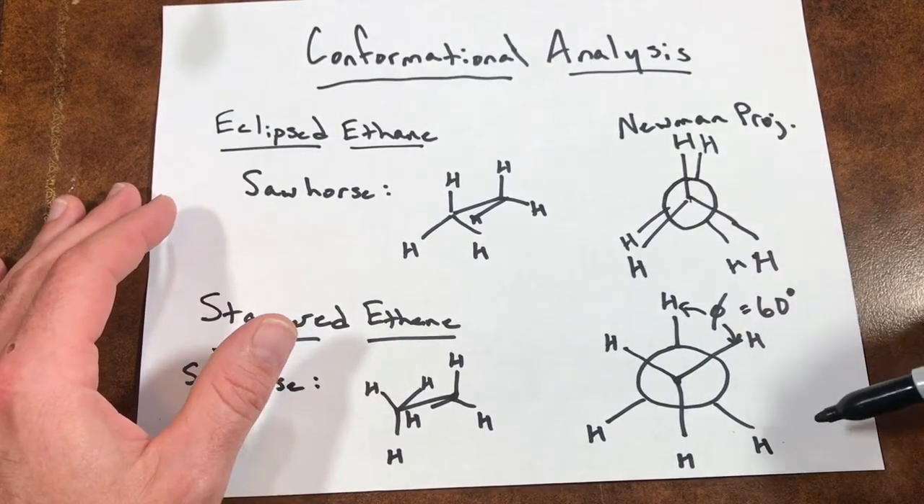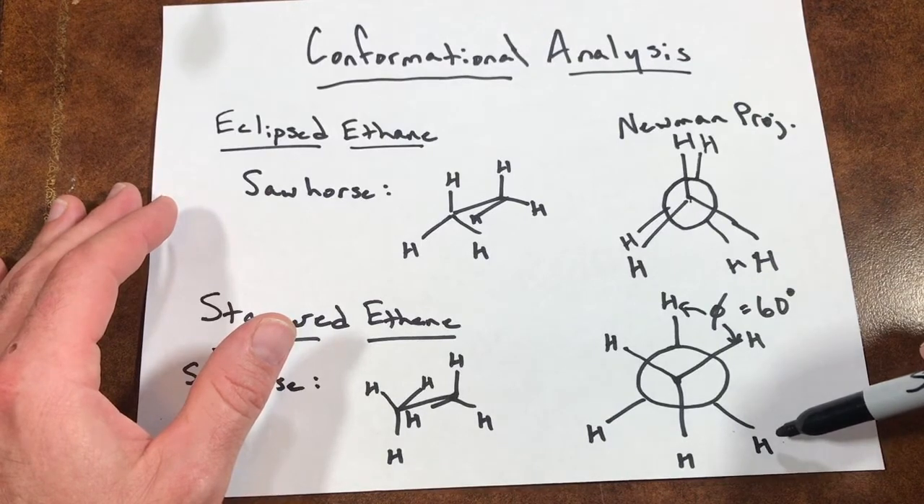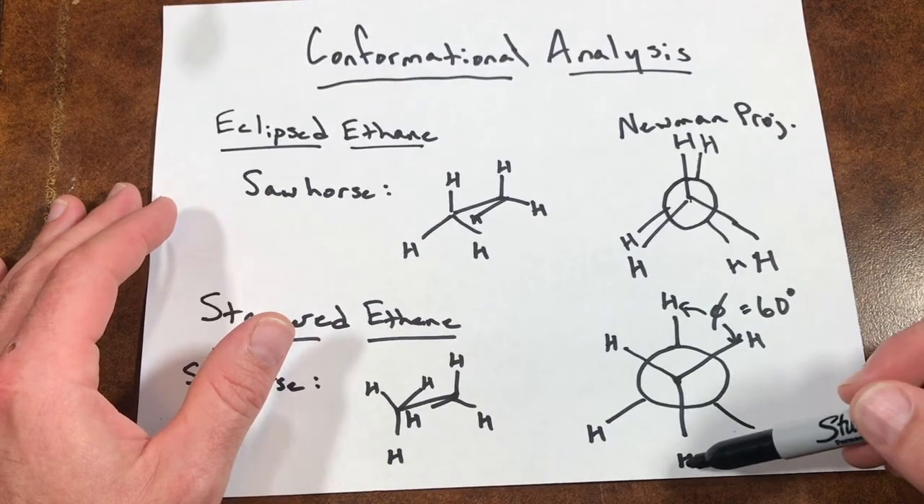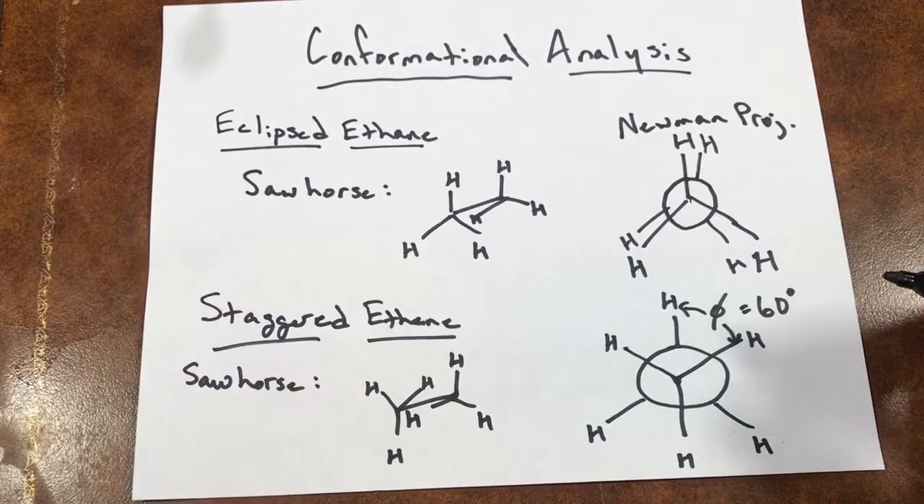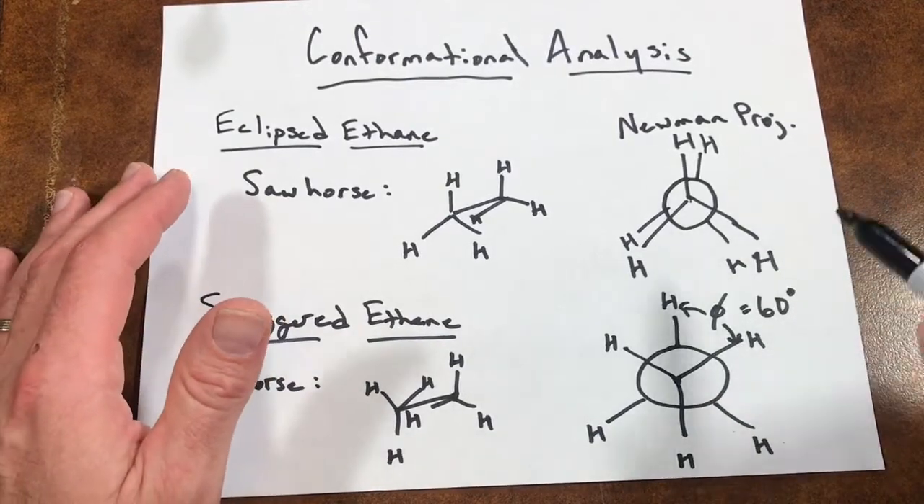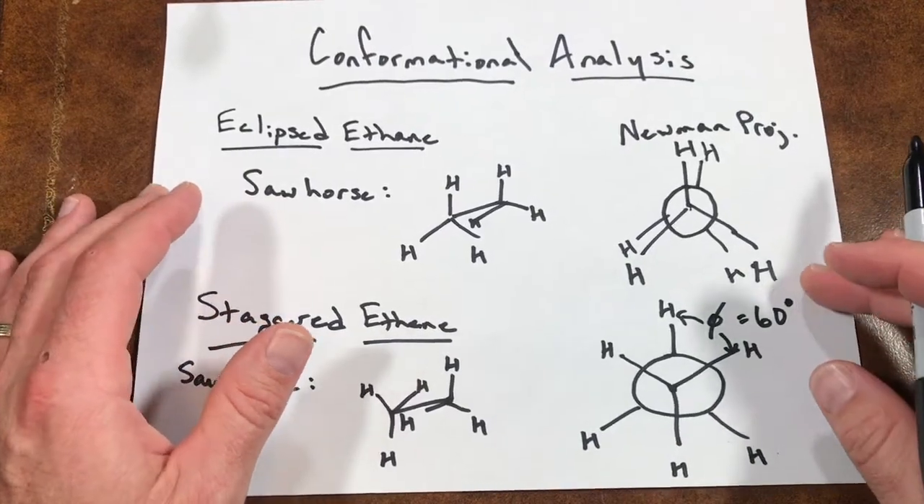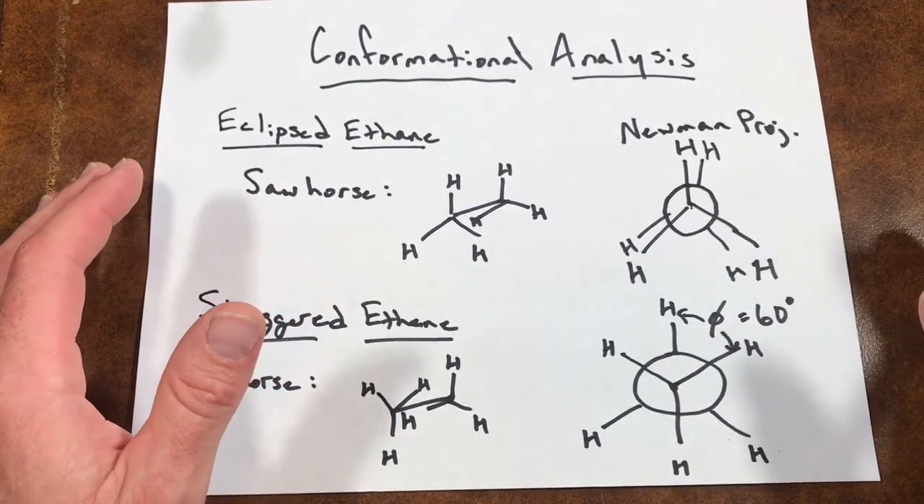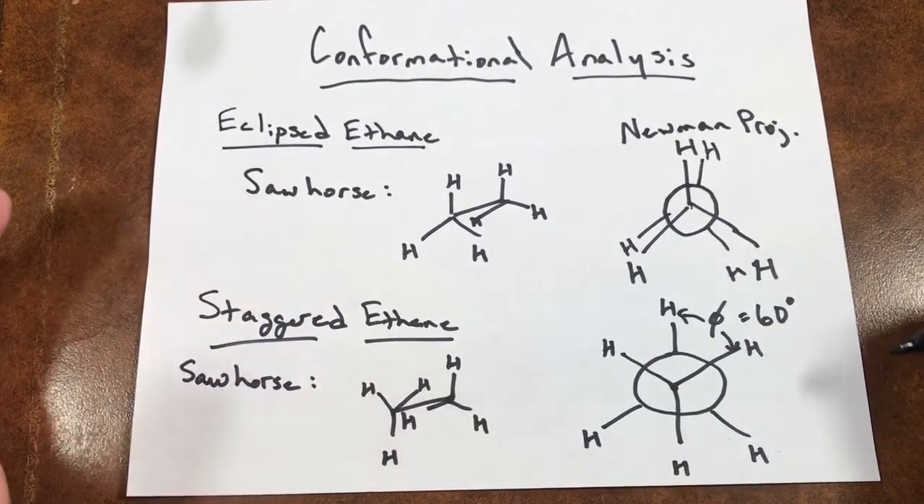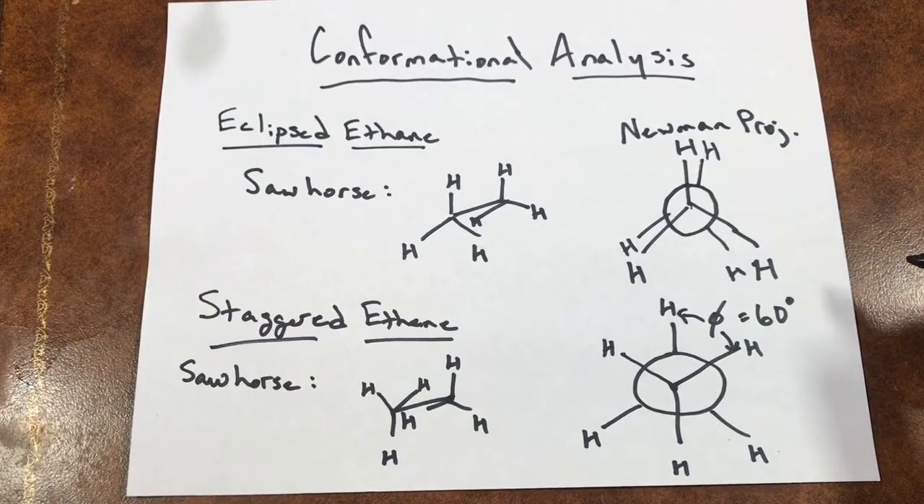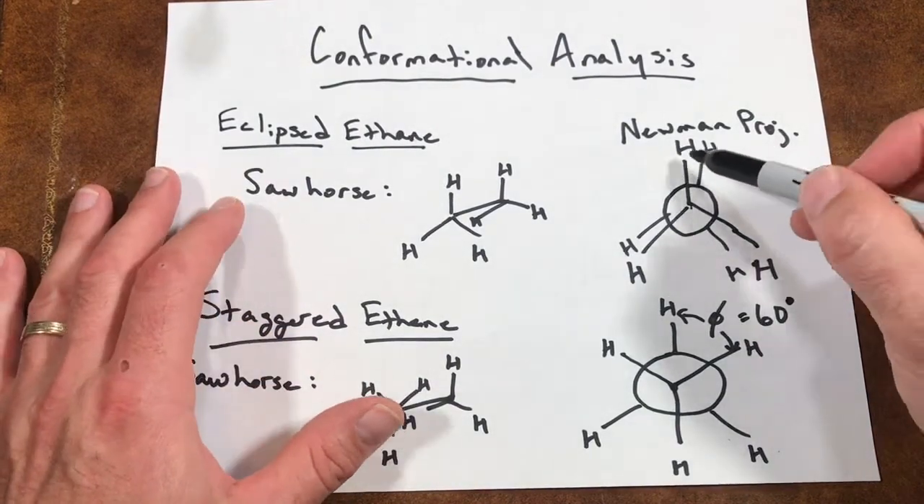We'll get back to the eclipsed if we rotate by a full 120 degrees. Then we do another 180 degrees. You get the idea. But the important thing about conformational analysis is you don't just write the molecule. Usually you talk about the energetic costs. And so there is an energetic cost to having this kind of interaction right here.